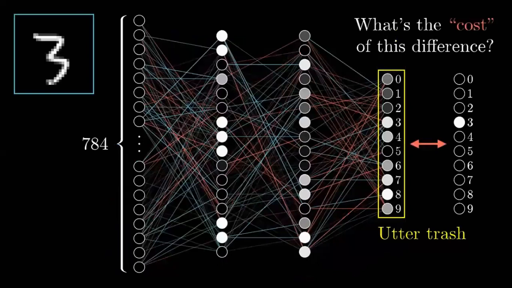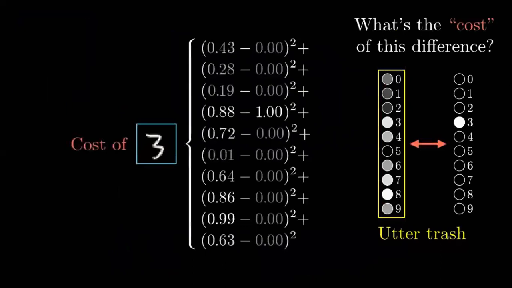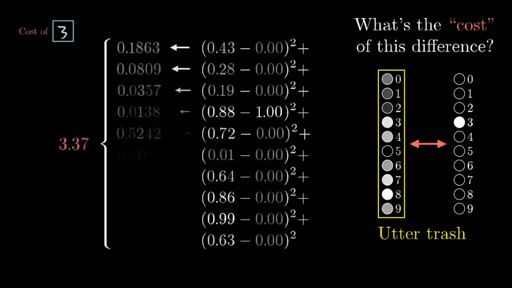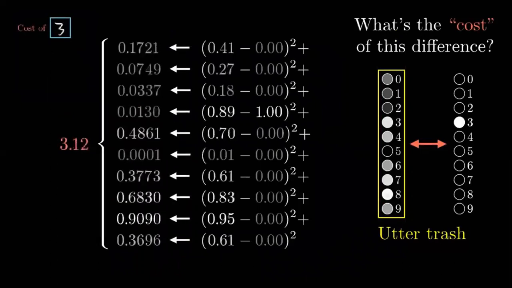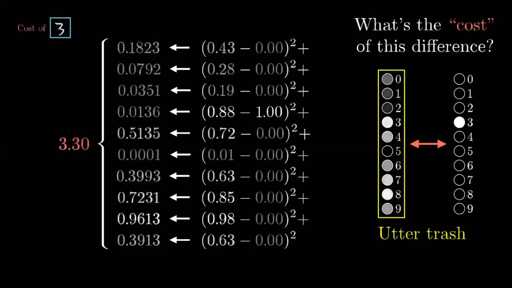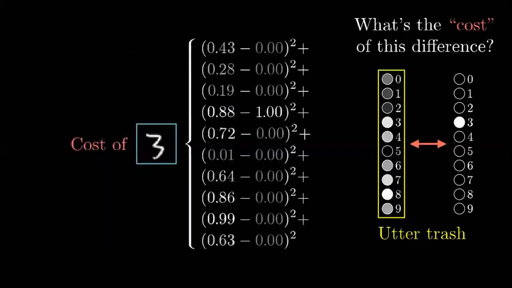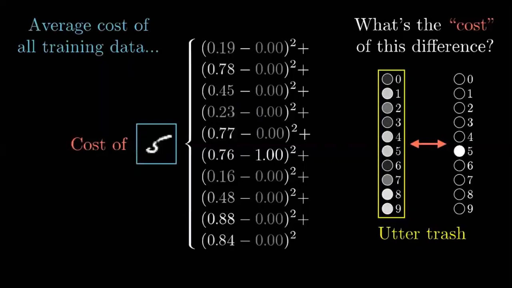To say that a little more mathematically, what you do is add up the squares of the differences between each of those trash output activations and the value that you want them to have. And this is what we'll call the cost of a single training example. Cost is the same as the error. It is small when the network confidently classifies the image correctly, but it's large when the network seems like it doesn't really know what it's doing. So then what you do is consider the average cost over all of the tens of thousands of training examples at your disposal.